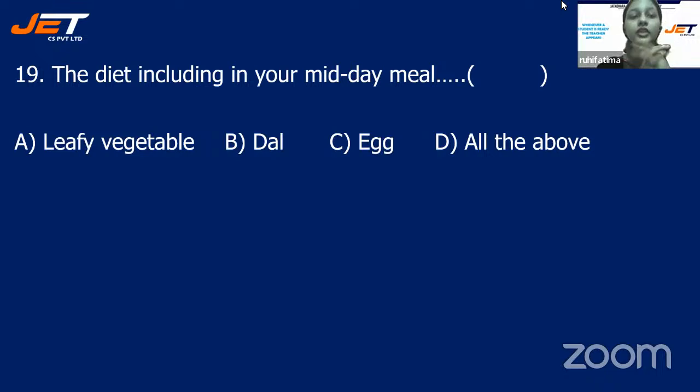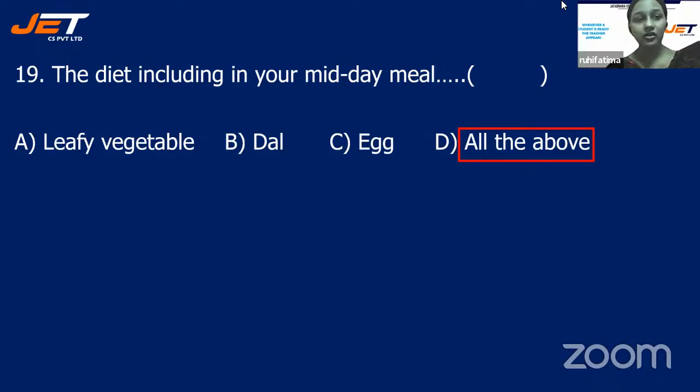Now the next question we have: the diet included in our midday meal. A. Leafy vegetables. B. Dal. C. Egg. D. All of the above. Very easy question. All of the above. Right? Because these are all heavy food items. We will consume them in the midday and then we will walk and do our work. It will be digested very easily. Right?